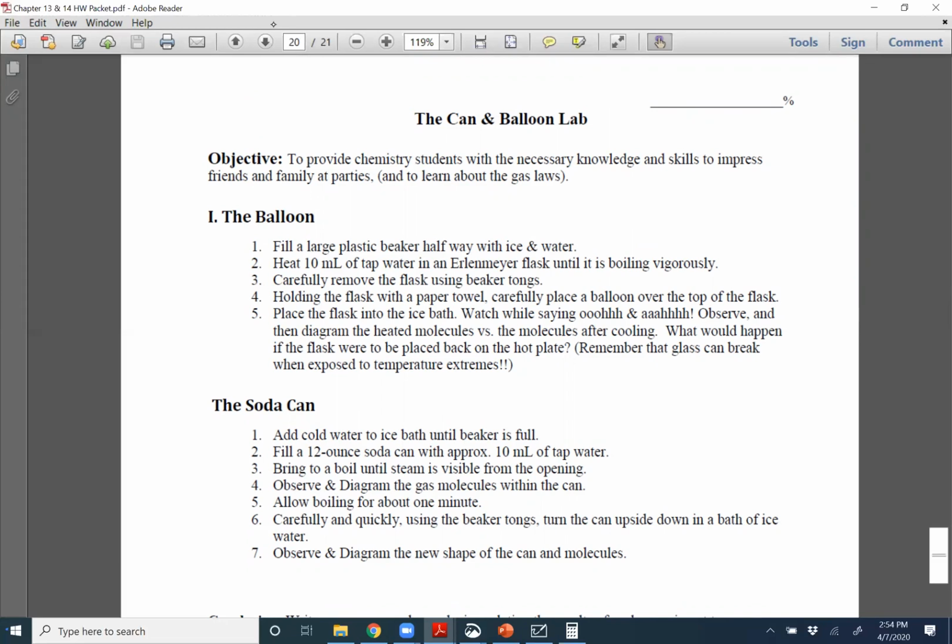Now, obviously, you won't have an Erlenmeyer flask for the balloon lab. So you would just need to get some sort of bottle that you could put the balloon over. If you don't have an Erlenmeyer flask, you could use a soda bottle, you know, one of the glass soda bottles. It's really cool. You just don't want to boil the water when you're using the glass bottle at home. You just want to heat the water up, put the balloon over it, then throw it in the ice water, and you'll see something really cool take place.